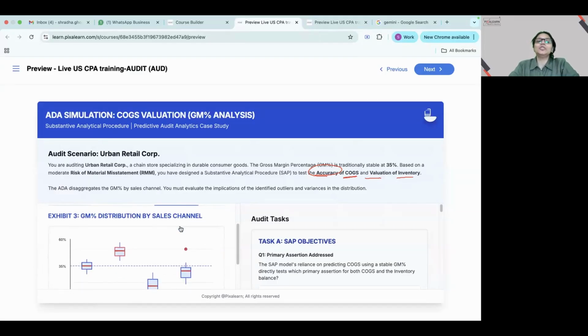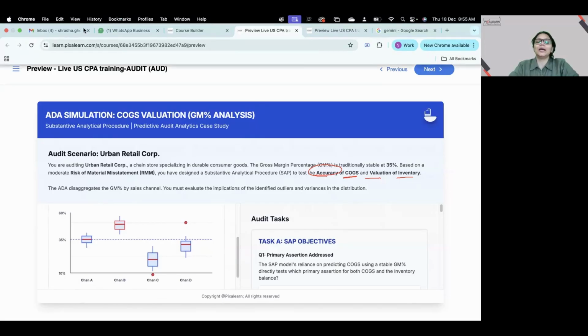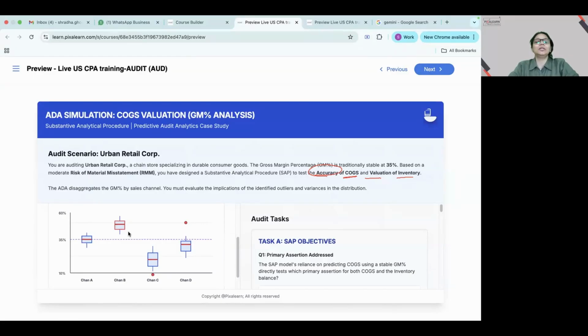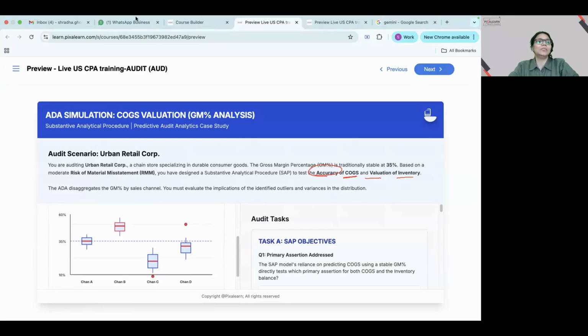Now I look at the GM percentage distribution by sales channel. Can anybody read this graph and tell me what I have to be worried about? Because the first and the second exhibits have not given me much data here. The third exhibit, can anybody tell me what I'm going to interpret in this data? This is just the gross margin percentage distribution by sales channel. Can you tell me what you would infer from this data? Raise your hand, write in the chat panel, but please answer the question.